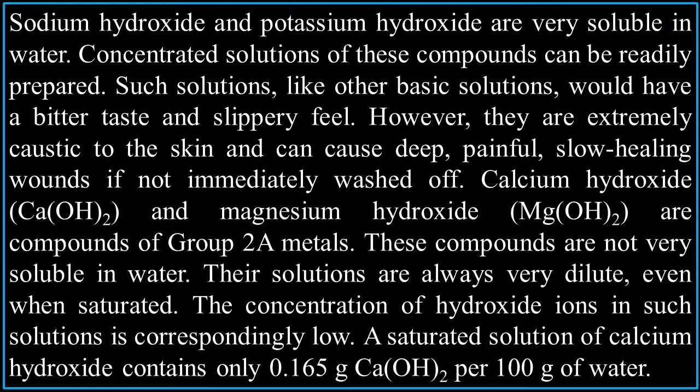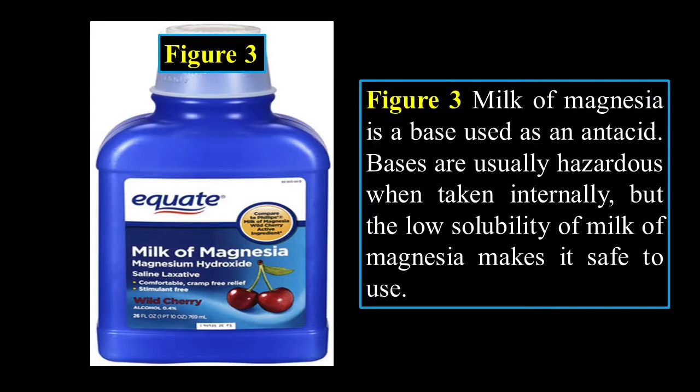Calcium hydroxide and magnesium hydroxide are compounds of group 2A metals, or just group 2. These compounds are not very soluble in water. Their solutions are always very dilute, even when saturated. The concentration of hydroxide ions in such solutions is correspondingly low. A saturated solution of calcium hydroxide contains only 0.165 grams of calcium hydroxide per each 100 grams of water.